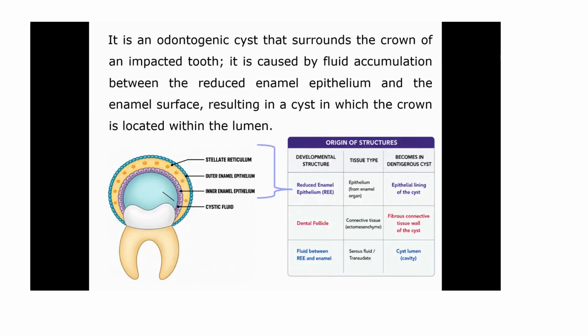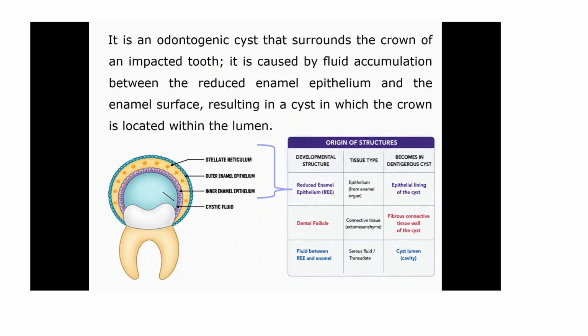Now, how do we define dentigerous cyst? It is an odontogenic cyst that surrounds the crown of an impacted tooth. It is caused by fluid accumulation between the reduced enamel epithelium and the enamel surface, resulting in a cyst in which the crown is located within the lumen. Now, this particular paragraph is very important. It explains the entire dentigerous cyst, and if you know this definition well, you can actually explain the entire topic properly.